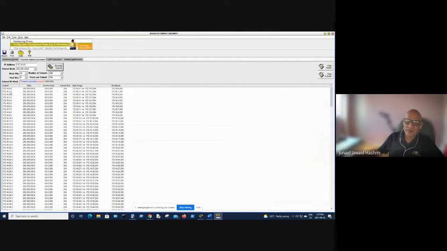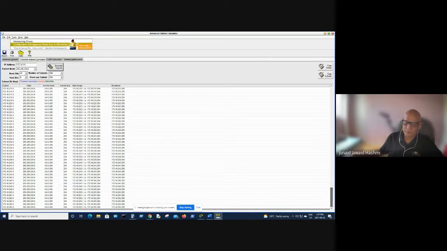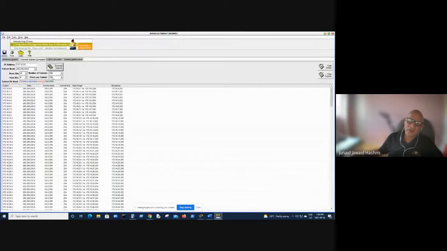172.16.0.0 is the first subnet, and these are the ranges of IP addresses in each subnet, and this is the broadcast ID. So this is very easy. This is the first subnet, and it goes up until 172.16.255.0. This is how you can calculate your network IDs and subnetting.